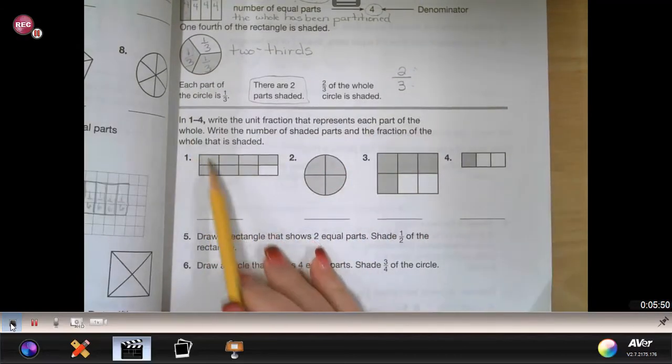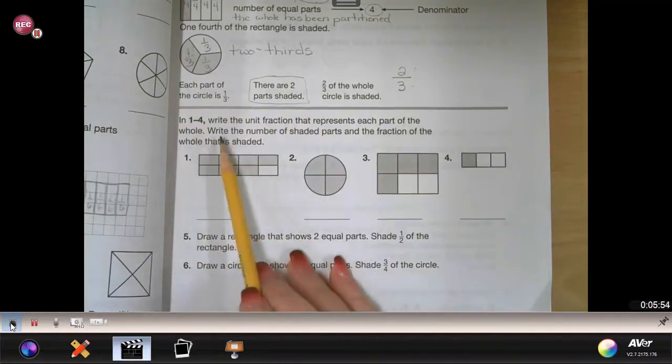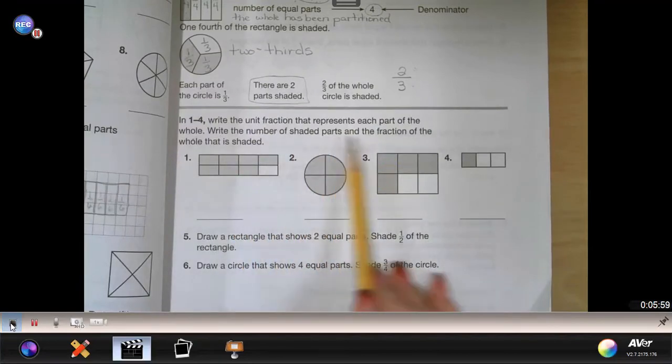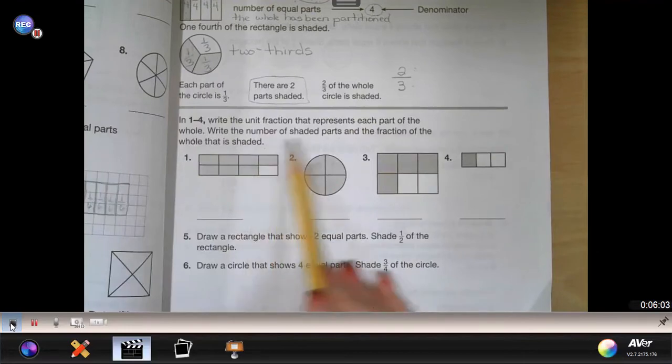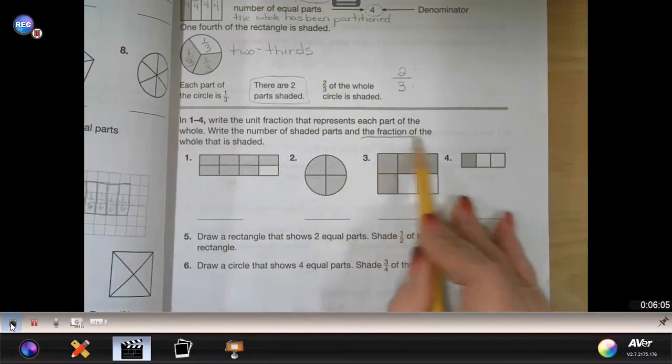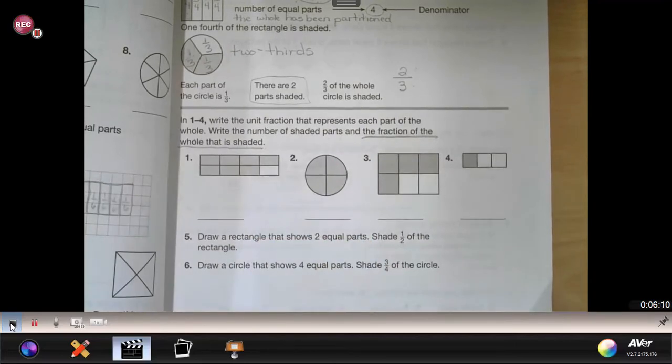And I'm actually going to have you go in and label those unit parts just so you can see what that looks like. And then it says, write the number of shaded parts and the fraction of the whole that is shaded. So I'm just going to have you write the fraction of the whole that is shaded. So let's take a look at number 1.